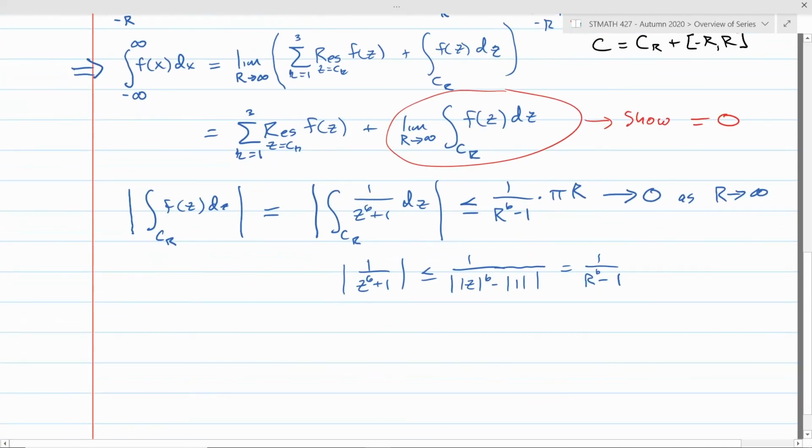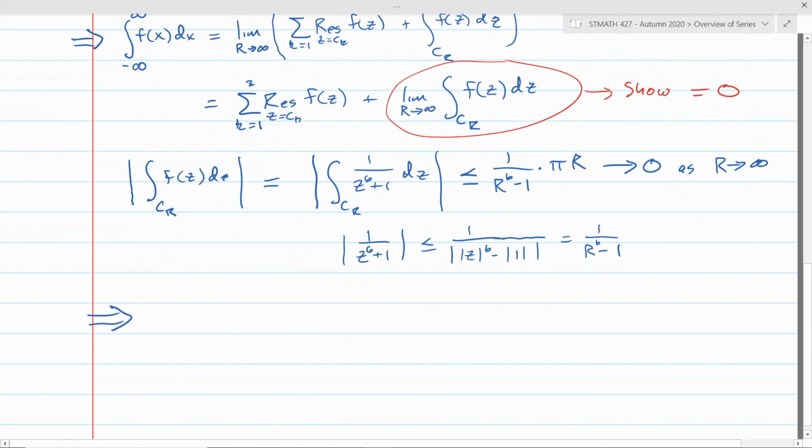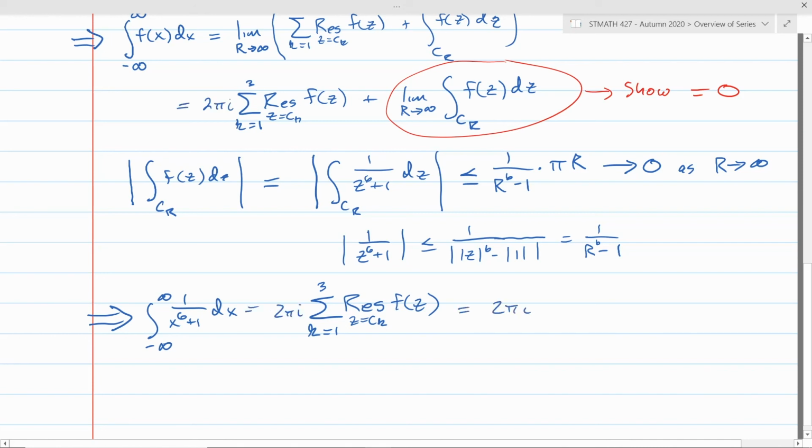So that shows the integral goes to 0, because it goes to 0 in modulus, so it has to go to 0 itself. That tells us the integral from negative infinity to positive infinity of the original real valued function is just equal to the sum of the residues. And we actually calculated these three residues in a previous example. I forgot the 2 pi i. So that's 2 pi i.